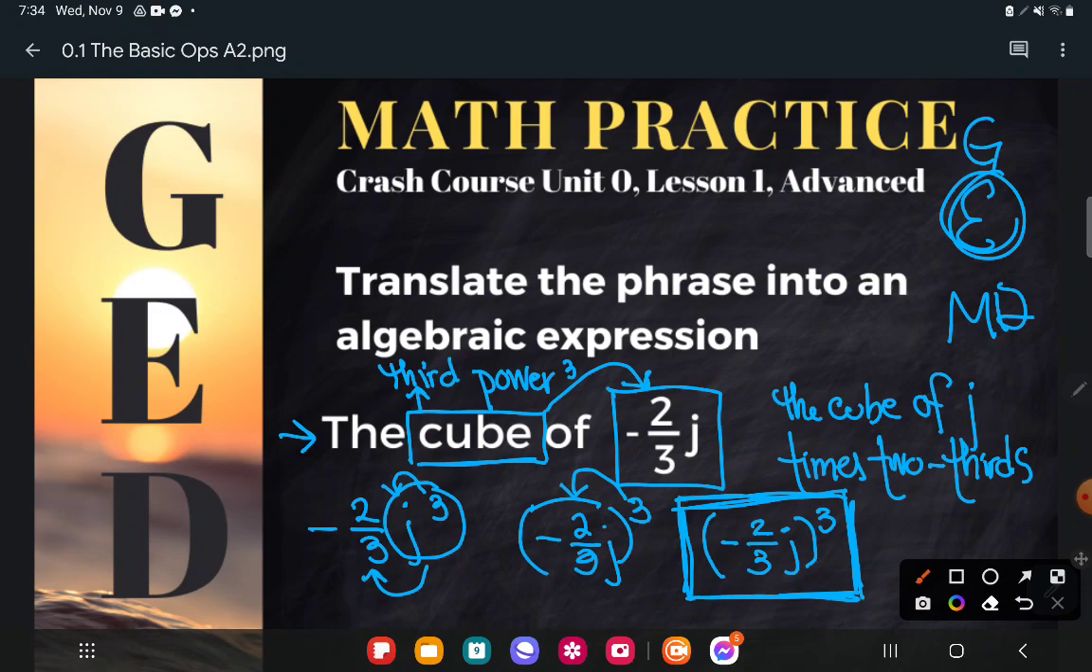So don't panic about it, but this is very applicable in understanding that we need to group an entire number together before our exponent will work on all of it. So if we want our exponent to work on all of it, we need to use parentheses for grouping.